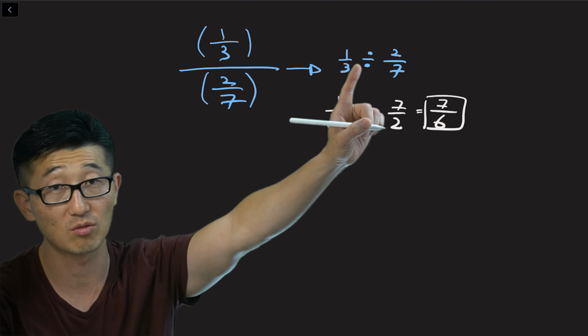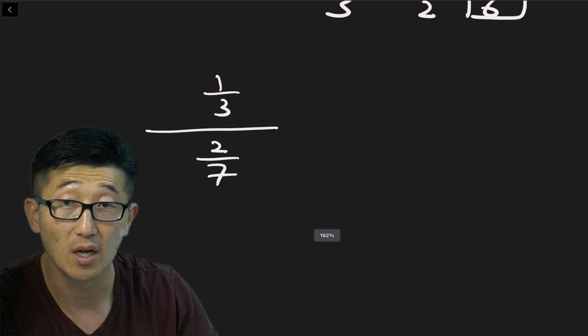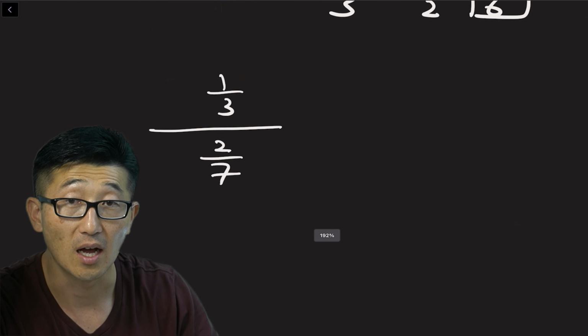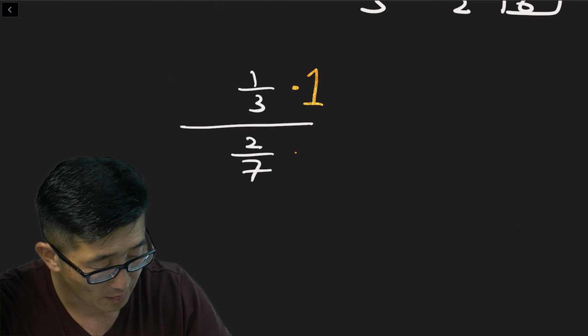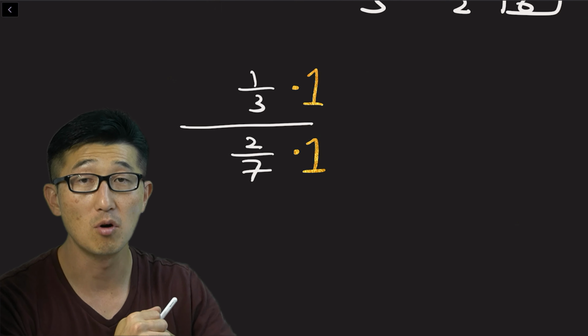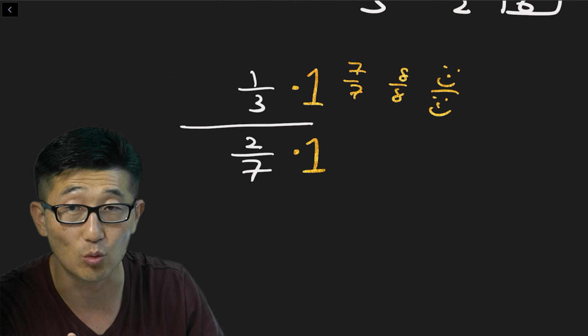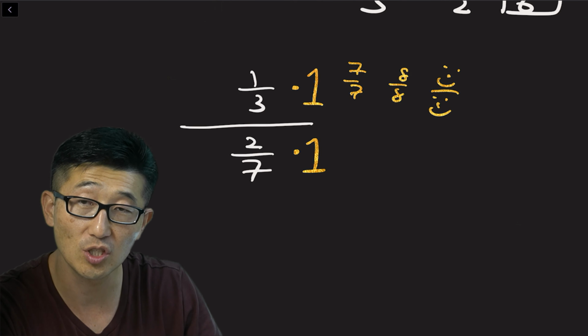Watch this. You have 1 over 3 divided by 2 over 7. Now, I'm going to use the number 1 again, and you're going to see this a lot, okay? Can I mathematically multiply by 1 at any time? And the answer is absolutely yes, because it doesn't change anything. So now the question is, what am I going to use for that number 1? You can use 7 over 7, 8 over 8, happy face over happy face, everything equals 1. So the question is, what 1 should I use so that this becomes easier?